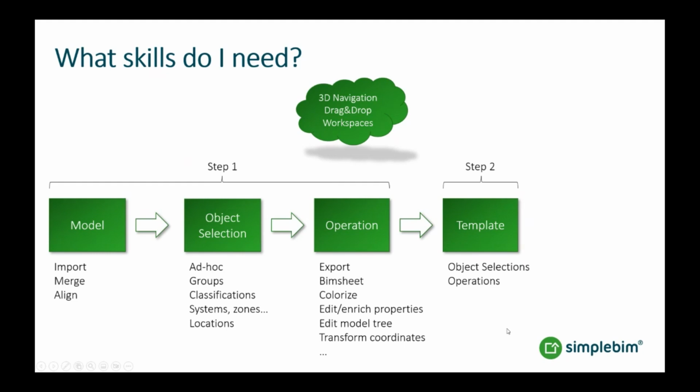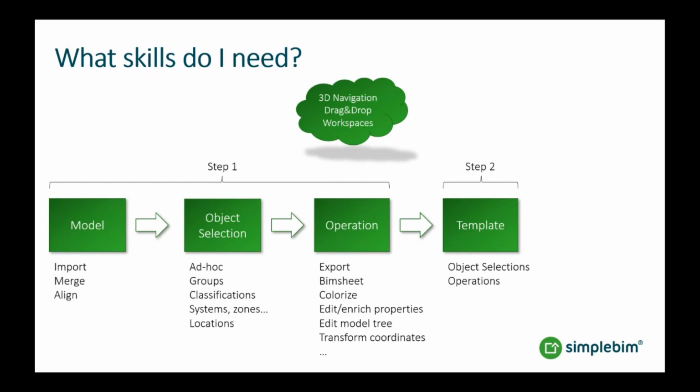Then we have step 2, which is the templates, which is about automation. Basically, if you simplify it, in the template you have to define the selection, all the objects in a certain building story, and then you have to define the operation, colorize them blue, for example. So in the template as well, you have to make selections and operations. So on step 2 you already have automation, and then you can do repetitive tasks, like it becomes part of your workflow.